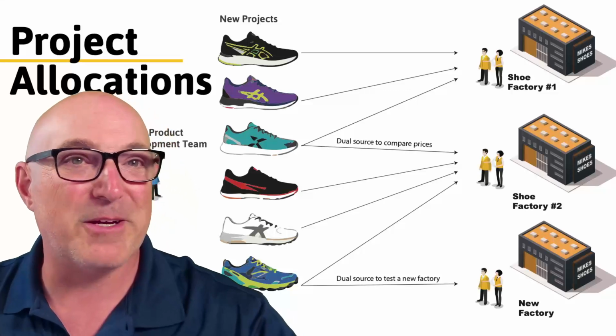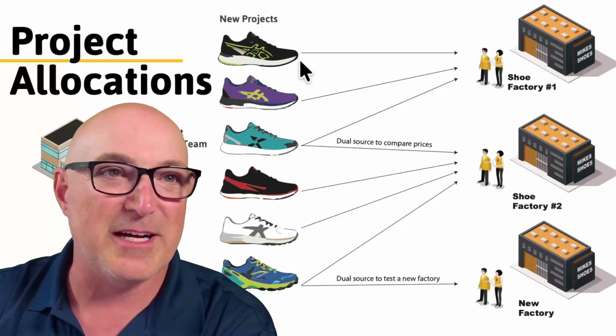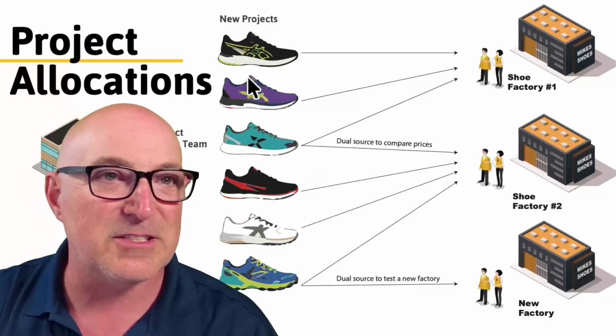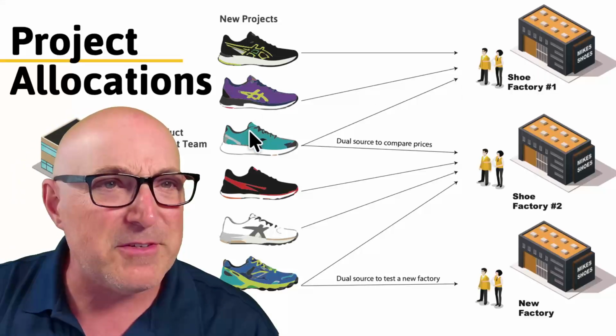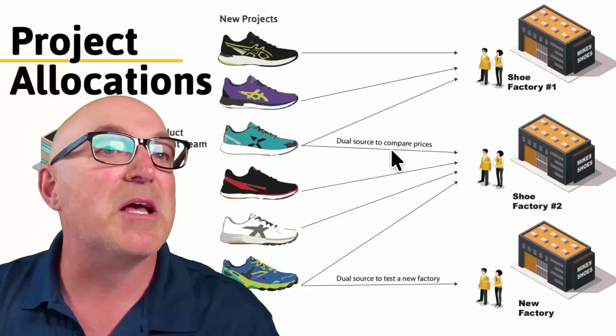Okay. So here we go. Let's just look at this diagram here. So we've got 6 new projects. We want to divide our allocation, right? So we're going to send these top 3 up to factory number 1. Factory number 2, we may dual source that one just so we can compare pricing.